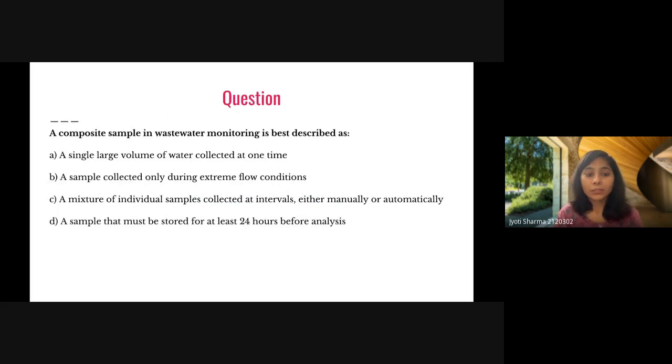Okay, so one way to sample the water is composite sampling, right? So what do we mean by this composite sampling? Here the question is, a composite sample in wastewater monitoring is best described as what? A simple large volume of water collected at one time, a sample collected only during extreme flow conditions, a mixture of individual samples collected at intervals, either manually or automatically, or a sample that must be stored for at least 24 hours before analysis.